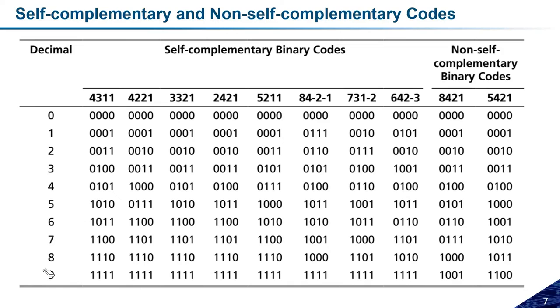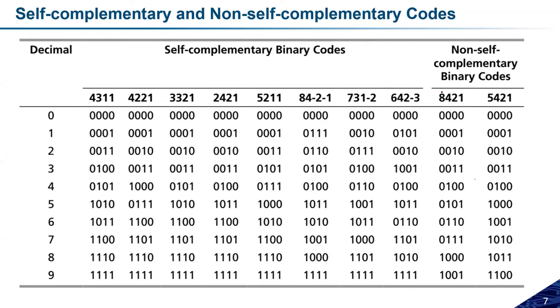Some examples of non-self-complementary, like we just discussed 8421, and the code for 0000 is not complementary to 9 in the 8421 code. So 8421 is a non-self-complementary code. Similarly, you can find other codes as well, which are non-self-complementary. Okay, so this is how we decide whether it is self-complementary or non-self-complementary.